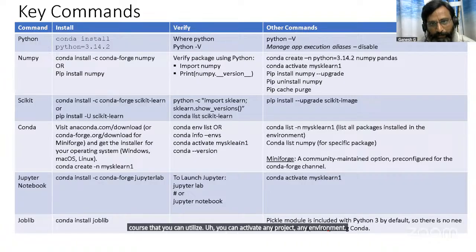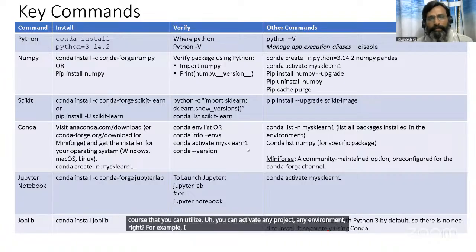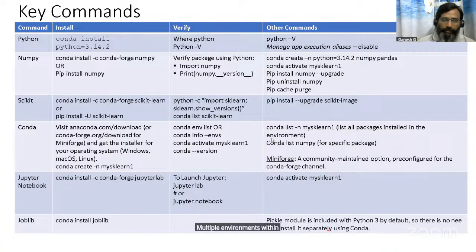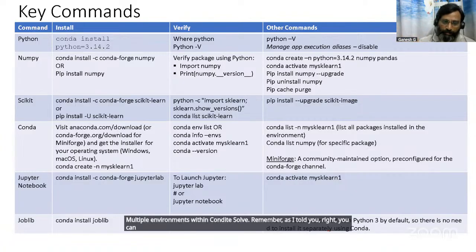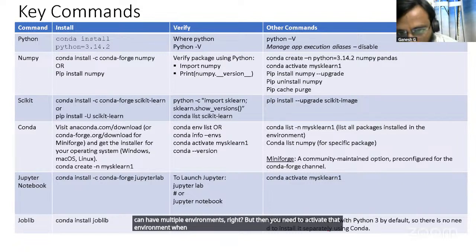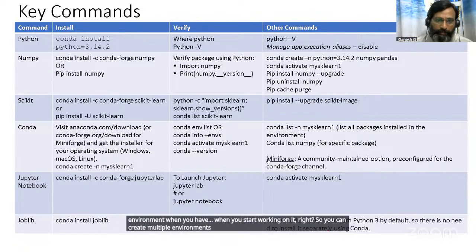For example, I have created my sklearn 1 as one of the environments. So you can activate that. You can have multiple environments within Conda itself. Remember, as I told you, you can have multiple environments, but then you need to activate that environment when you start working on it. So you can create multiple environments. They can run in parallel as well.